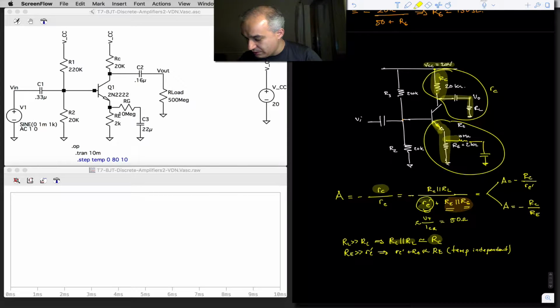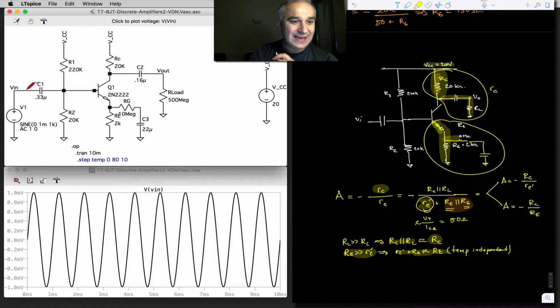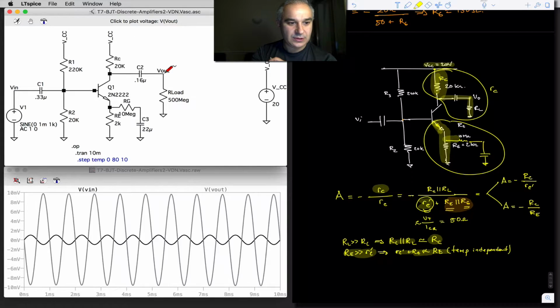So this is what we were already exploring before. RE is much larger than re prime, and so we achieve temperature stability with that. We already conducted this simulation for a 1 millivolt input signal at 1 kilohertz. The output is 10 times larger, approximately.